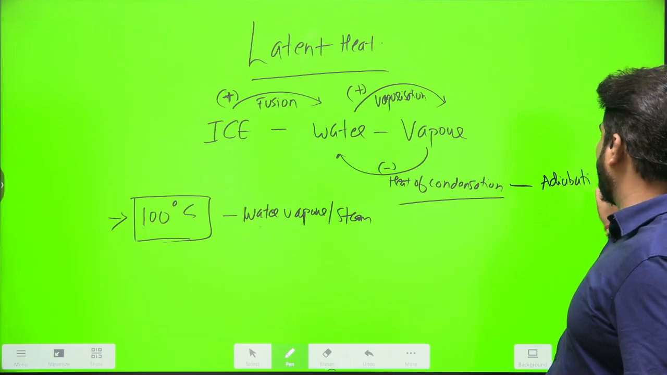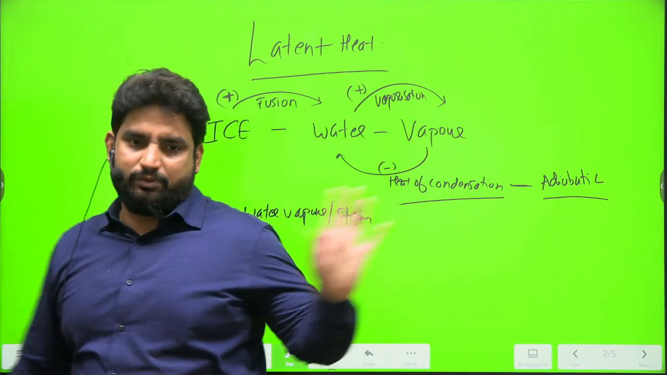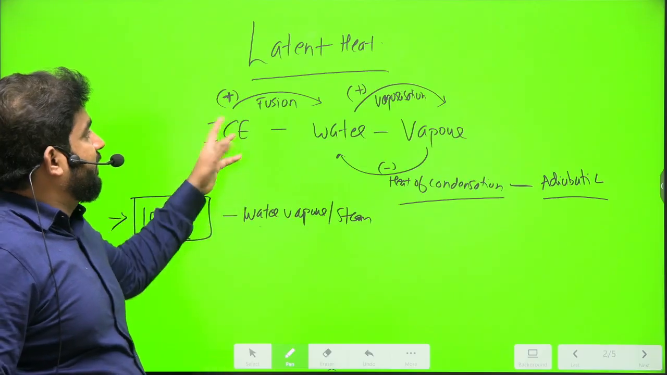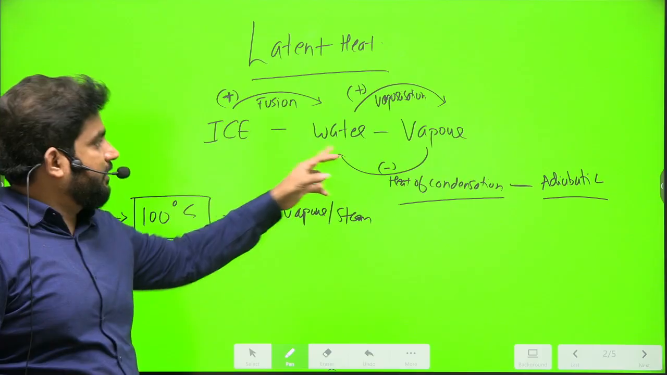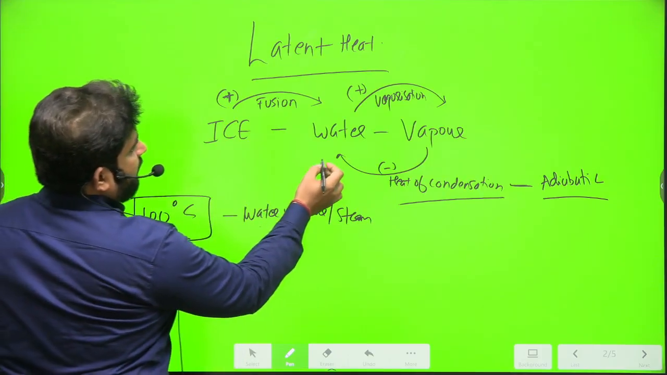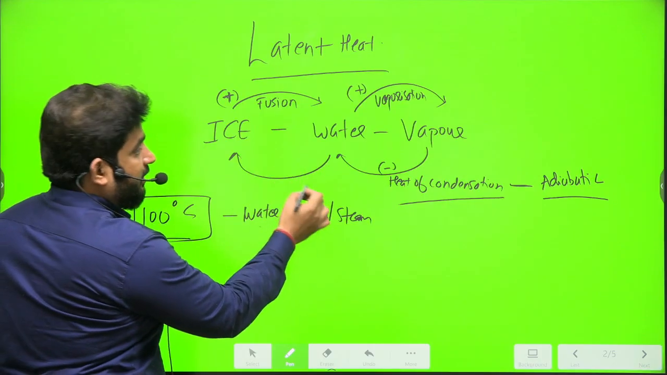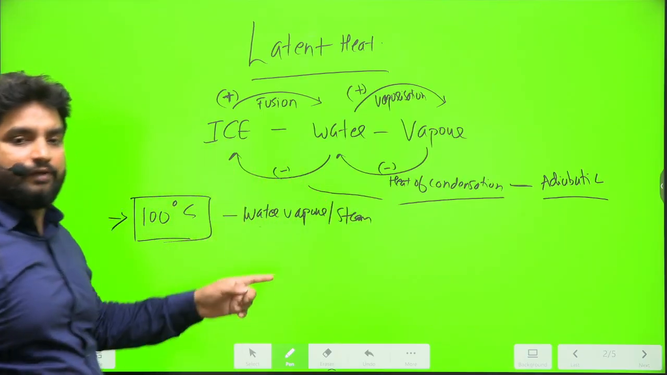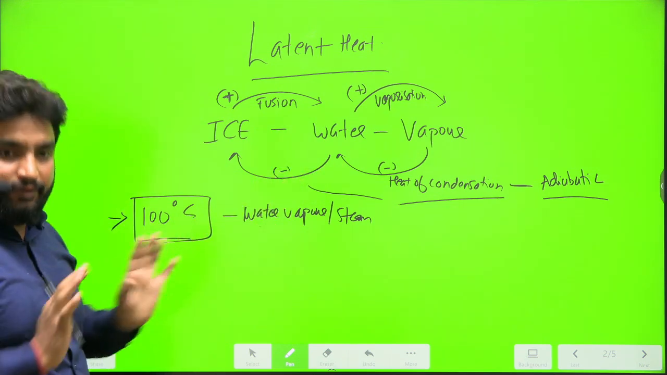Now, for now, only understand what is latent heat. I am sure you must have understood it by now. When ice converts into water, there is an absorption of heat. And when water converts into vapor, and even if you freeze the water further, there will be a release of heat, heat of condensation. So here there is an addition of heat, and here there is a giving away of heat.